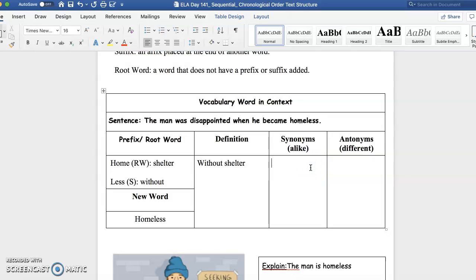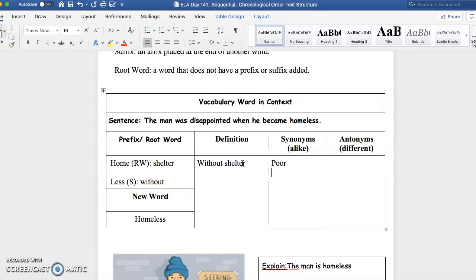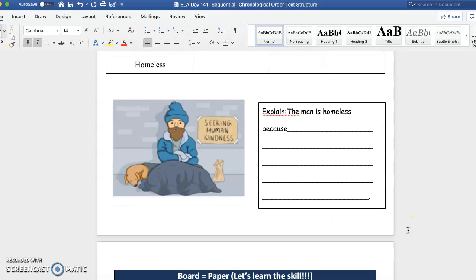All right, guys, so let's go ahead and think of some synonyms and antonyms for the word homeless. Synonyms are words that mean the same thing, okay? I heard somebody say poor. That's really good. I'm also thinking of needy, right? Because you're in need of a home, right? And so the opposite of poor would, of course, be rich or wealthy. Okay. All right, good.